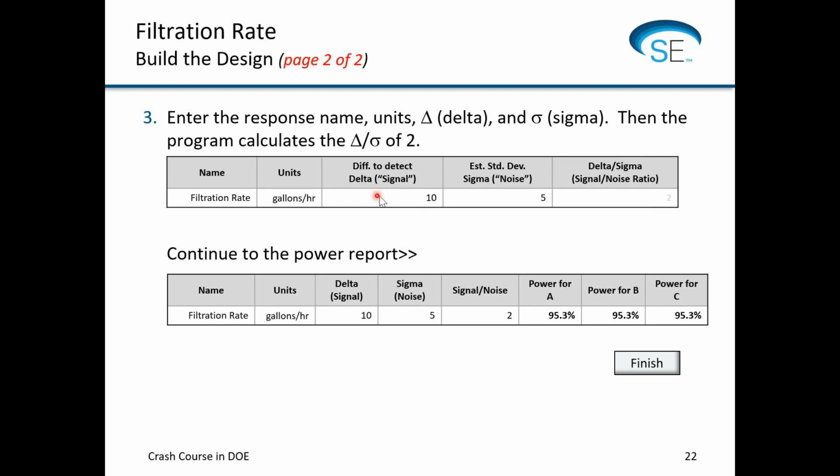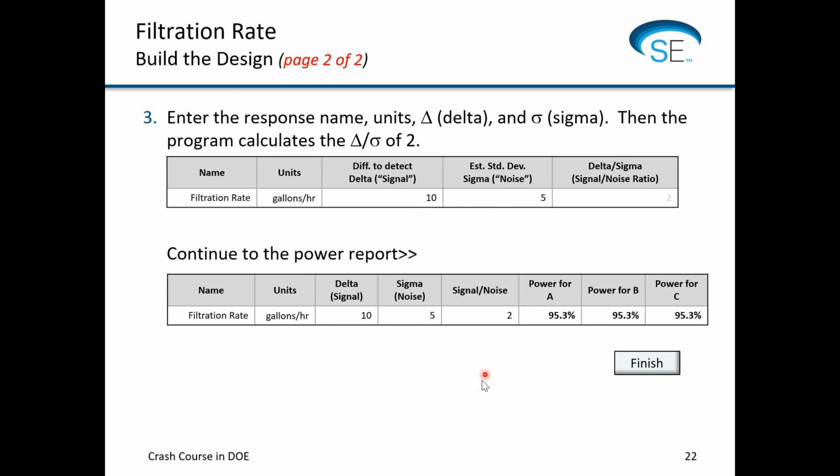But the whole point and purpose of the power calculation is to help us properly size the experiment. So what do we mean by that? Well, we need to be able to find what we're looking for. In this case, we're looking for factors that would impact 10 gallons per hour, the filtration rate. And we have a standard deviation, right? Remember, our job is to find the impact of factors despite the presence of noise. So if you have a lot of noise, you're going to need a lot more runs in order to detect the signals apart from the noise.